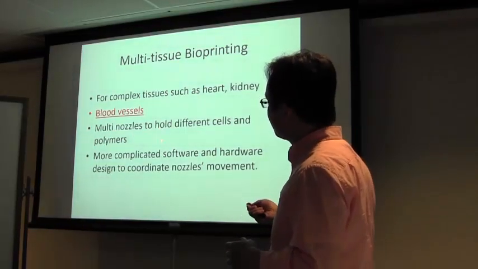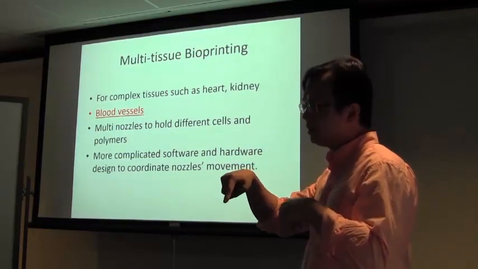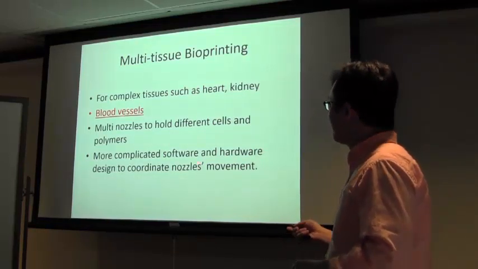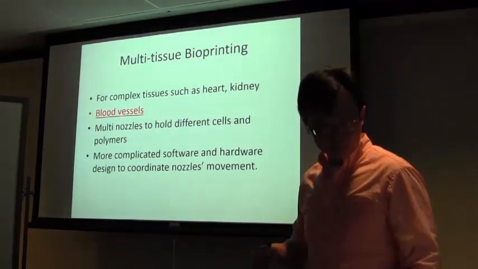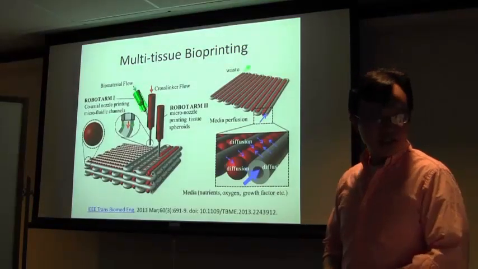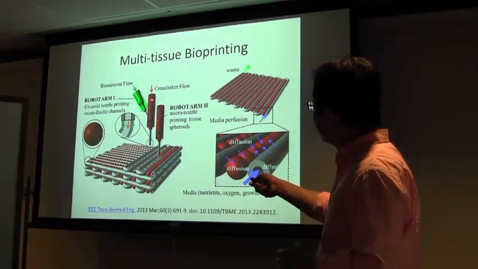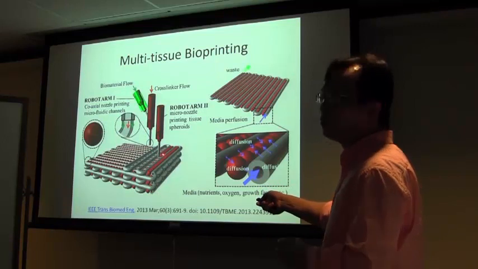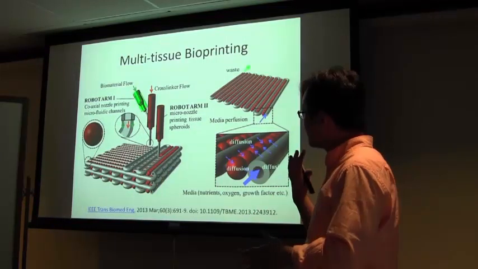We have to use different nozzles, basically like tips, to produce different tissues. Use one to print the vessel, and another one to print the cell you really want. So obviously now you have more complicated software to control the movement of your nozzle, also up and down. This is the strategy we're going to use. You have two nozzles: one prints the blood vessel, and the second prints the cell you want, like a heart cell. This is the strategy most people use.